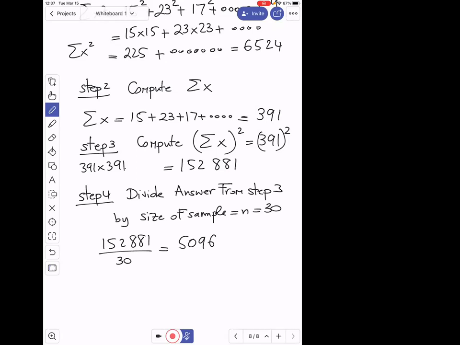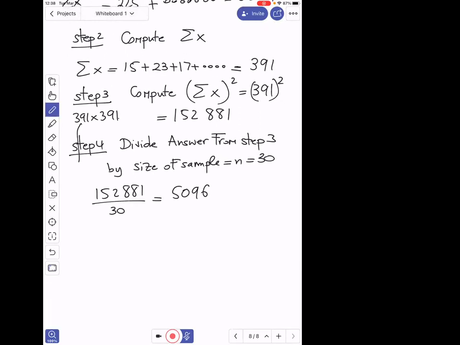Okay, now we can compute our last step. So now I can compute my standard deviation. So step 5. In step 5, we have the variance. Variance is denoted by S squared. So in the variance, you have the sum of x squared, this is from step 1, the answer from step 1, minus the answer from step 4.